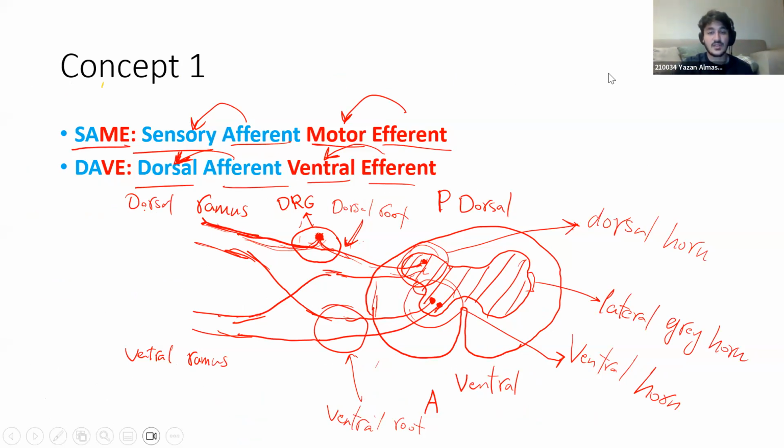Okay, so the lateral gray horn, in a nutshell: we have certain levels in the spinal cord where we have the sympathetic nervous system. The lateral gray horn is where we get that sympathetic nervous system from. I don't think you need to know about this anatomically, but in case they ask you, remember it, because it's part of the gray matter.